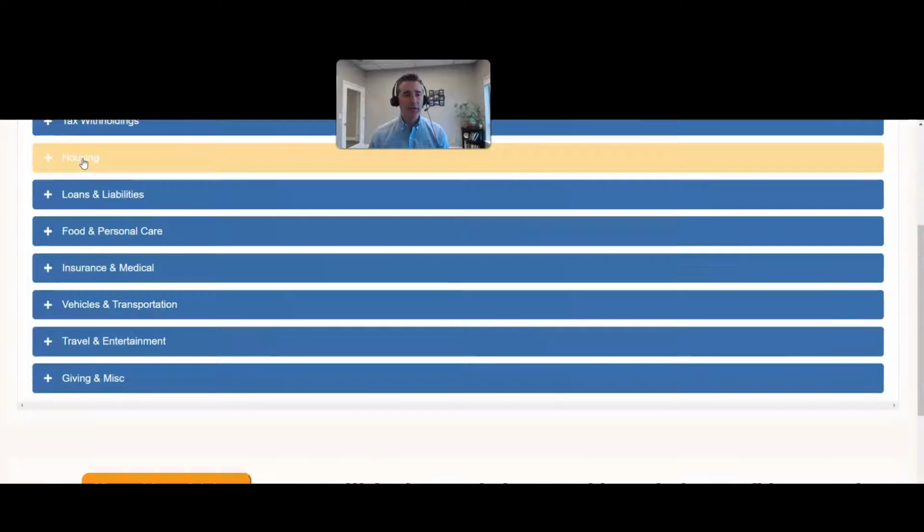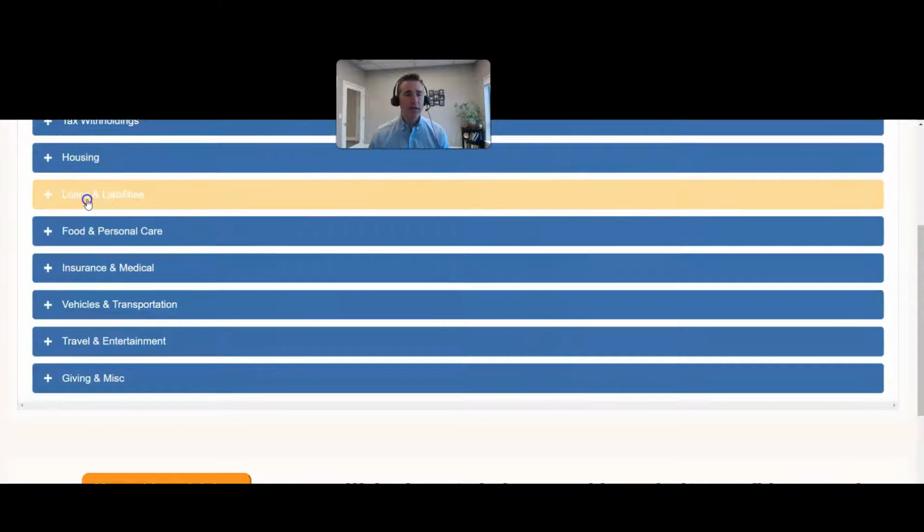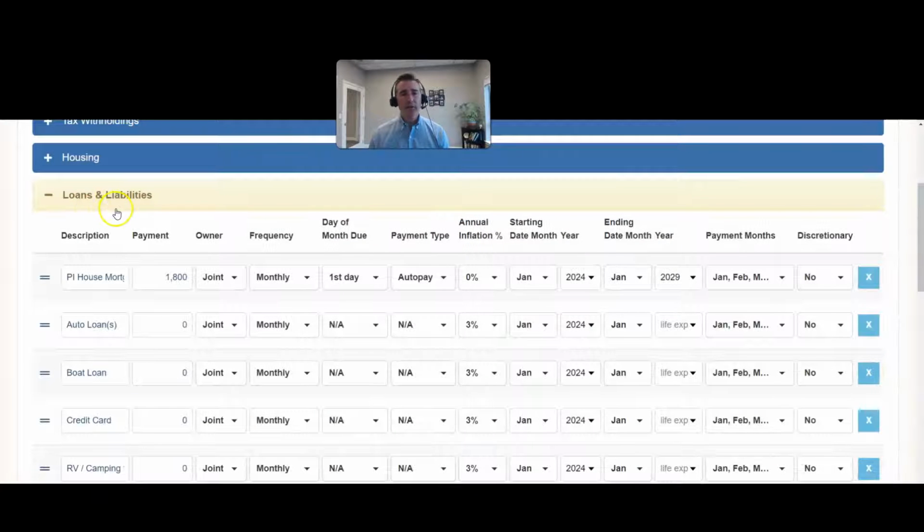Okay, another expense that people can sometimes struggle with is the loans and liabilities. So in this case, they have property taxes, but they still have a mortgage, and their principal and interest payment's $1,800 a month. That's a joint expense. They're going to pay it monthly. There's no inflation on that expense because it's a mortgage. It doesn't go up with inflation.